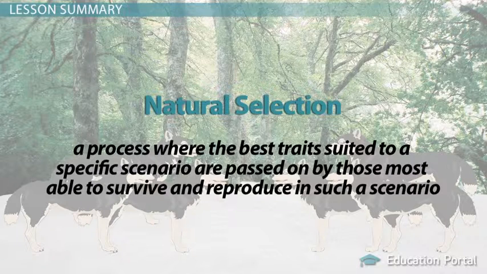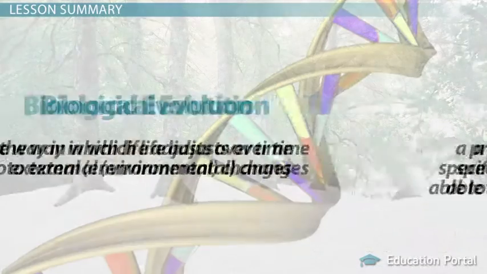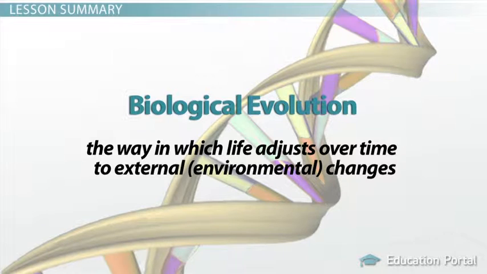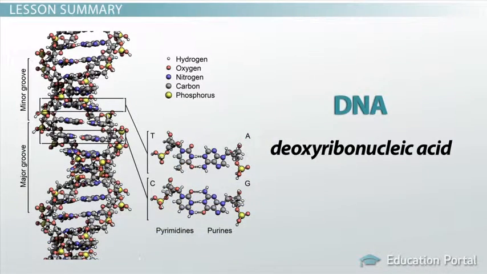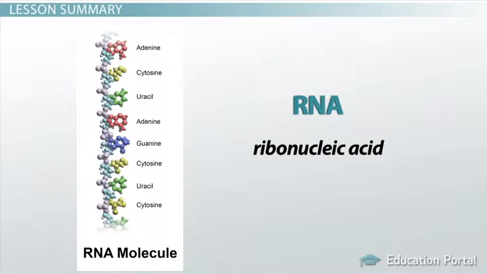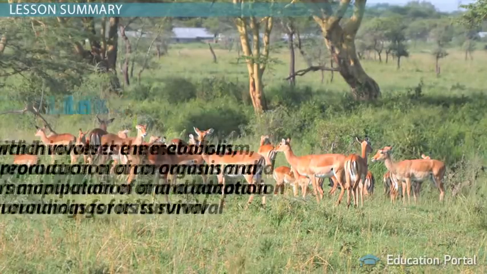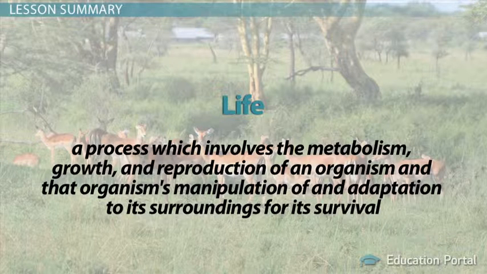Natural selection is a process where the best traits suited to a specific scenario are passed on by the most able to survive and reproduce in such a scenario. Biological evolution is the way in which life adjusts over time to external or environmental changes. These two concepts, along with DNA, deoxyribonucleic acid, and RNA, ribonucleic acid, are just the tip of the iceberg of what life actually is, a process which involves the metabolism, growth, and reproduction of an organism, and that organism's manipulation of and adaptation to its surroundings for its survival.